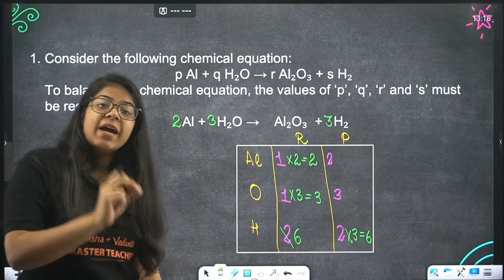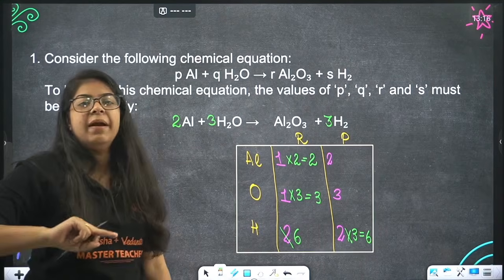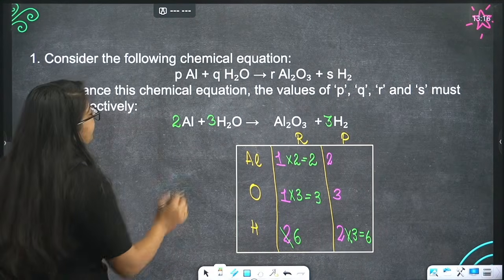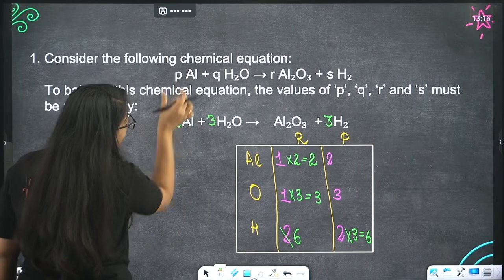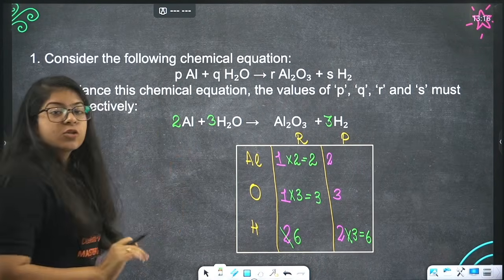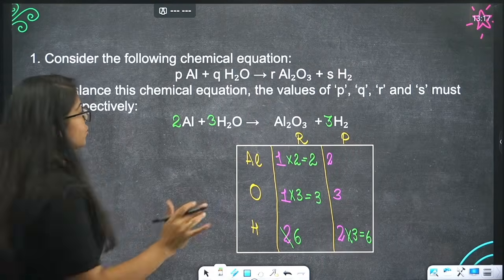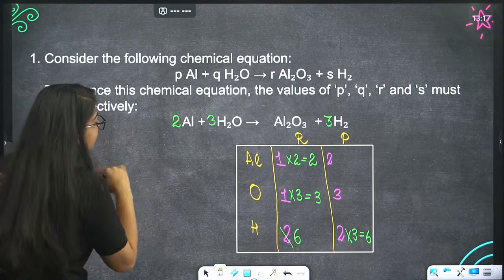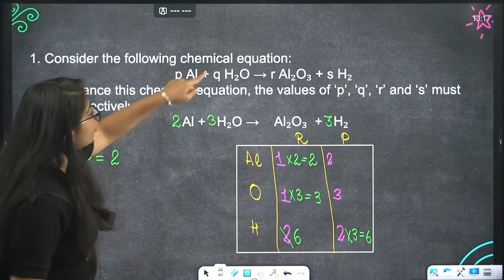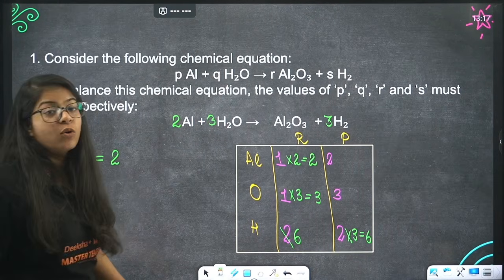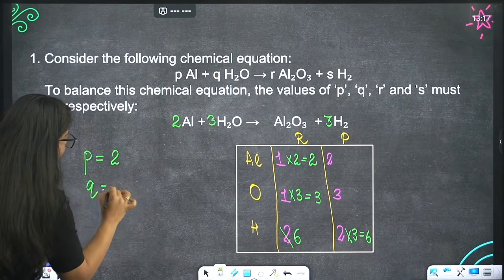Okay. Now, this is not where your part ends. This is where your final answer is still pending. Beta, this final answer: P. Now, what is this? This aluminium has P, here aluminium has 2. So you just equate these two equations. P with aluminium, 2 with aluminium. That means the value of P is 2. Q with H2O, 3 with H2O. So the value of Q will be 3.